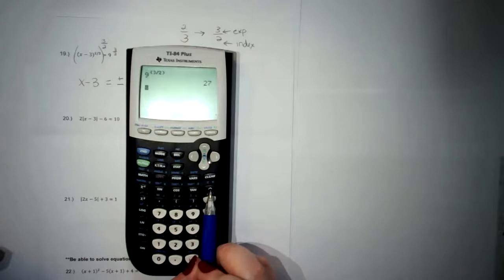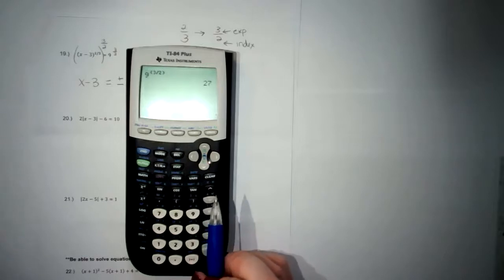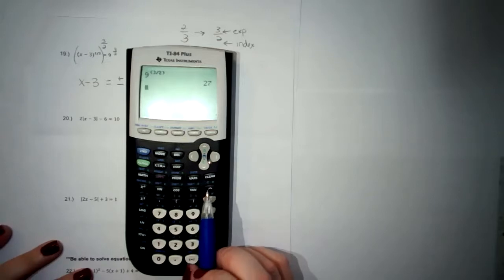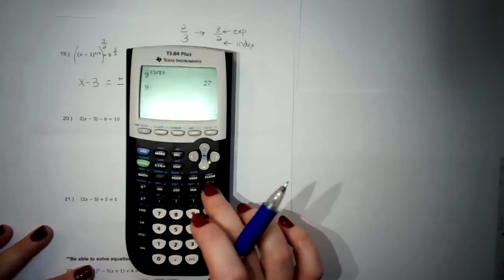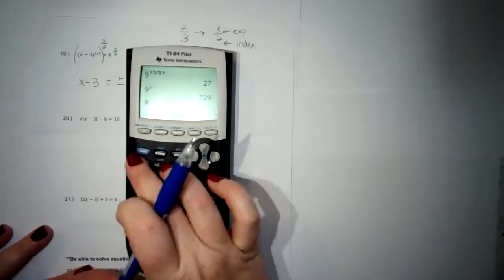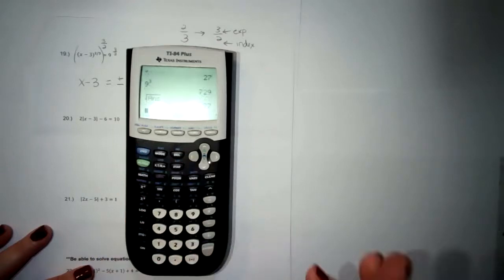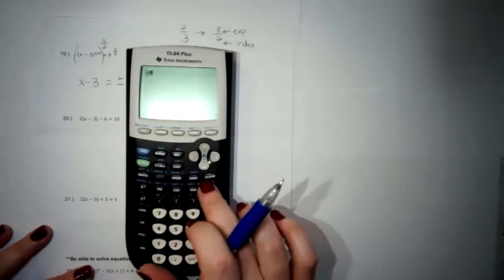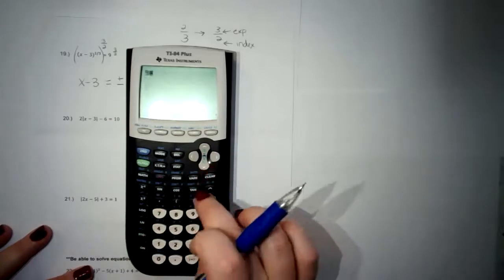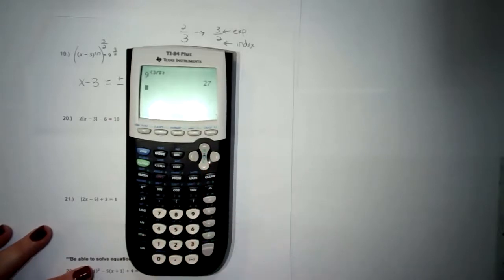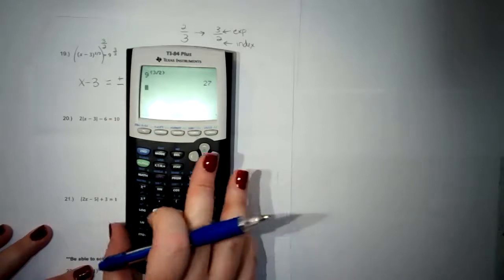If you don't have the caret, you should have the y to the x, but you're going to need to put parentheses in. Okay, and then you'll get 27. Another way you could do it is just take 9 cubed and then take the square root of that, and you still get the 27. But 9 raised to the 3/2 is 27. Okay, that's all you got to do.